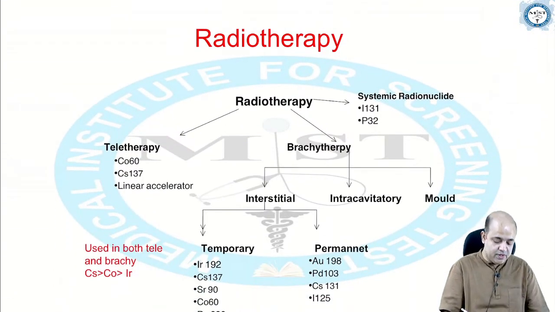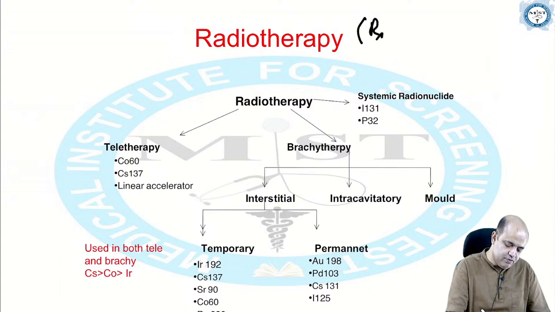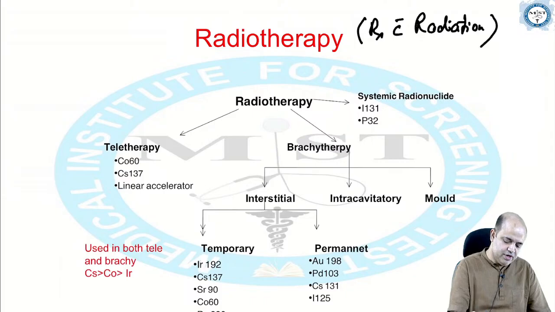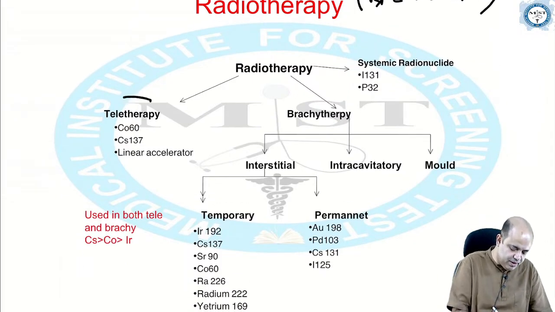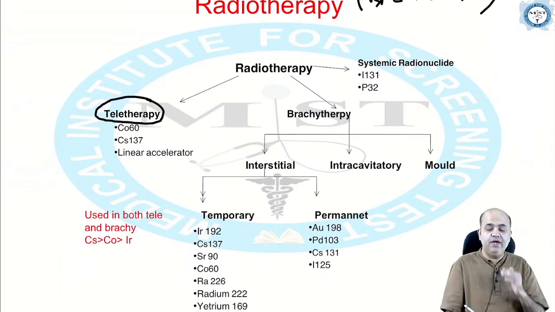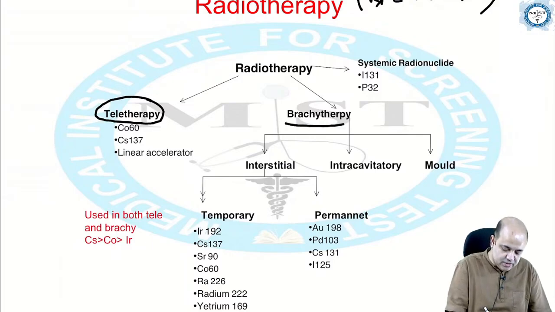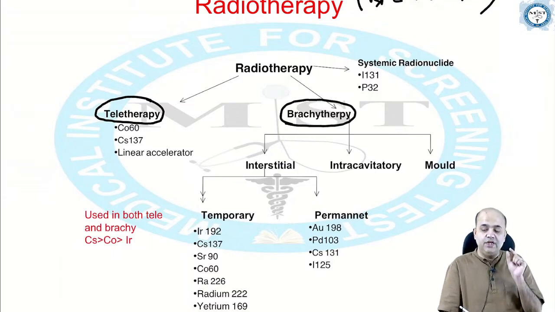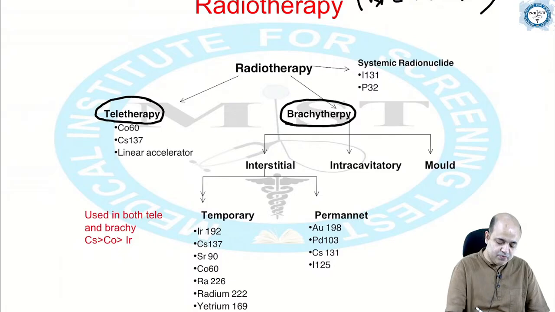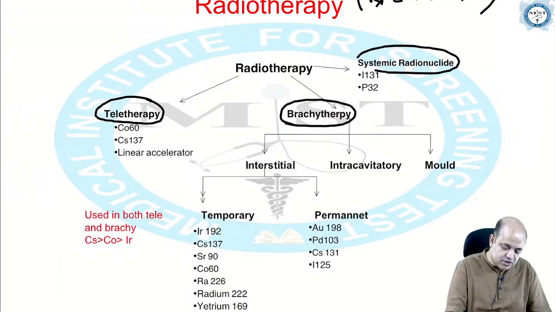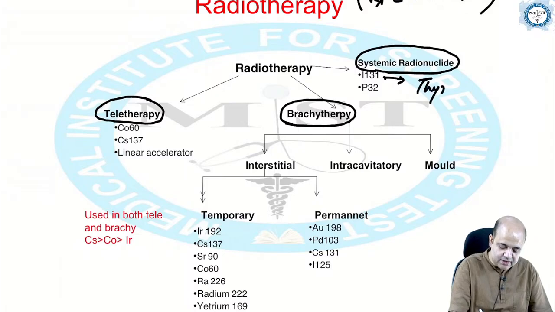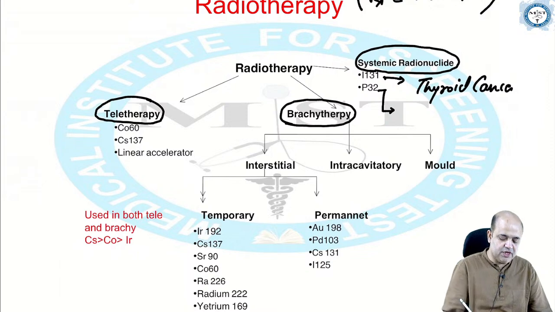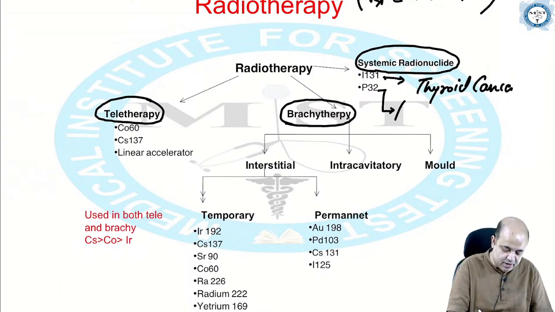Radiotherapy, we all know, is treatment with radiation, and we have different forms of radiotherapy. Teletherapy is done at a distance. Then we have brachytherapy, where the radiation source is close to the tumor. And then we have systemic radiotherapy, iodine 131, used for thyroid cancer, and phosphorus 32 for polycythemia vera.